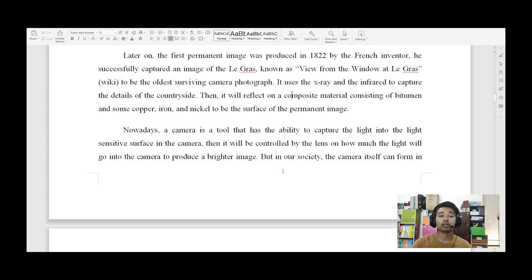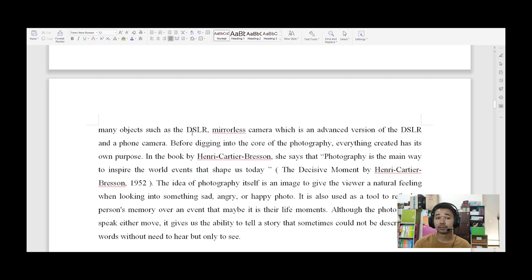Nowadays the camera has evolved into many forms, like electronic and optical image simulation, giving the ability to capture light onto a light-sensitive surface in the camera. The light itself is controlled by the lens on how much light goes inside the camera, giving a brighter image, contrast, better exposure and sRGB. The camera itself has many forms: DSLR, mirrorless, and nowadays the hot, debatable topic of telephone cameras with so many pixels, 108, 64, 48 megapixels.